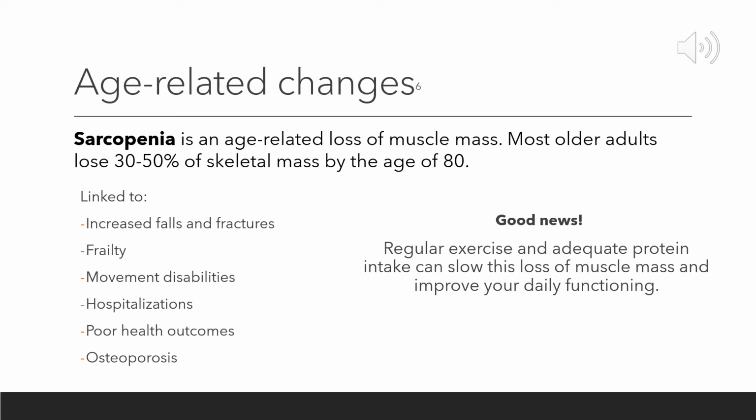This can lead to a number of adverse outcomes, such as physical disability and poor quality of life. Sarcopenia is also linked to increased fall risk and fracture, frailty, movement disabilities, hospitalizations, poor health outcomes, and osteoporosis. The good news is that regular exercise combined with adequate protein intake can reduce this loss of muscle and improve quality of life.